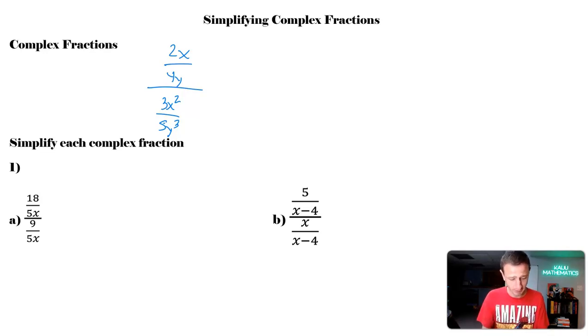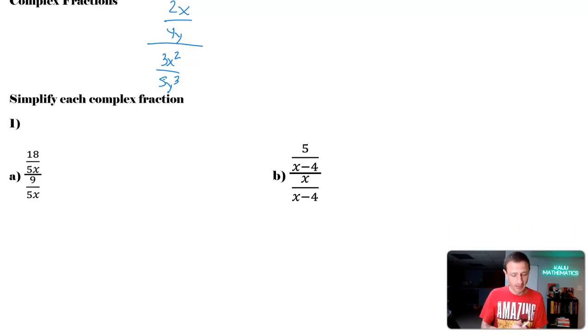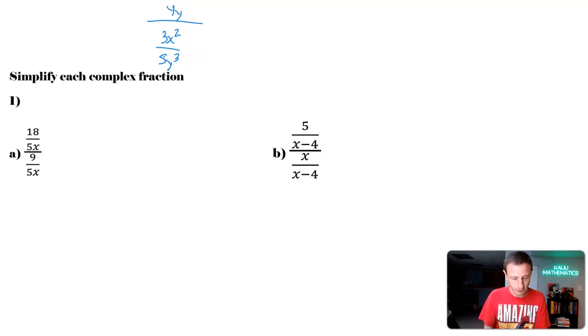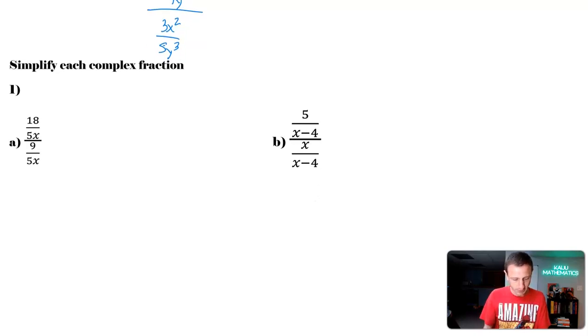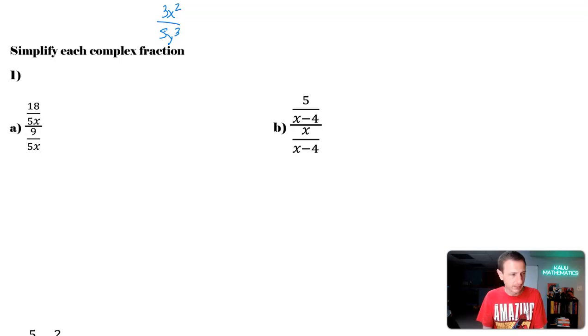So simplifying complex fractions, there's a lot of different methods, really two main methods, but there's a lot of different ways that you can think about a complex fraction. So I'm going to show you a couple different ways to approach this. The first way, for number 1a, we have 18 over 5x all divided by 9 over 5x.